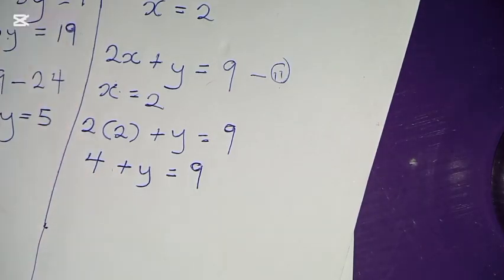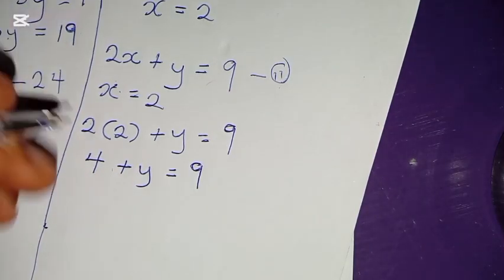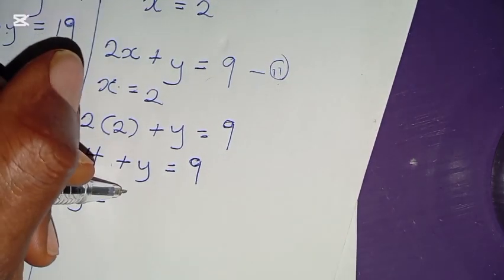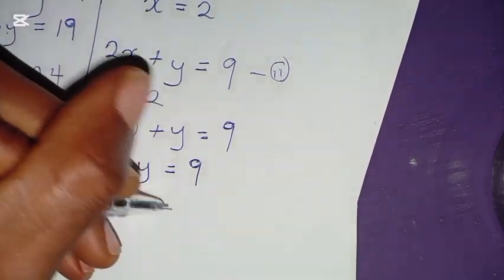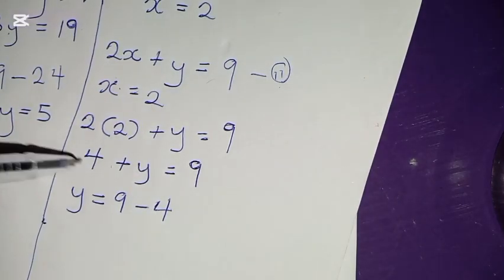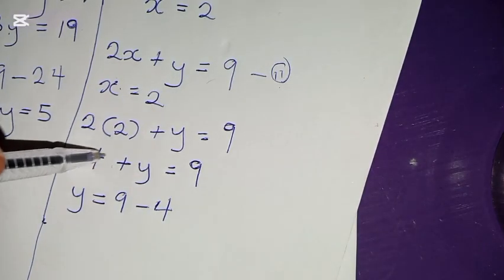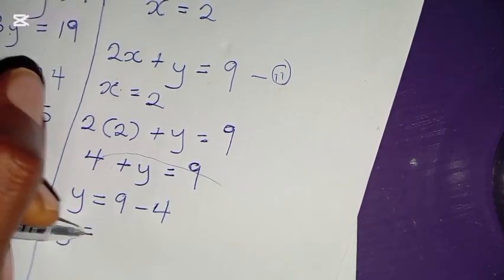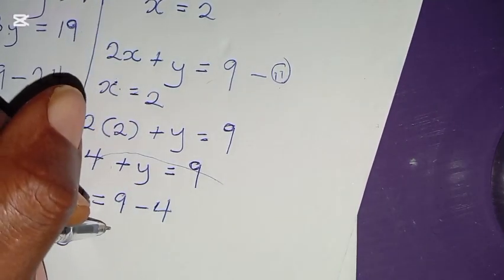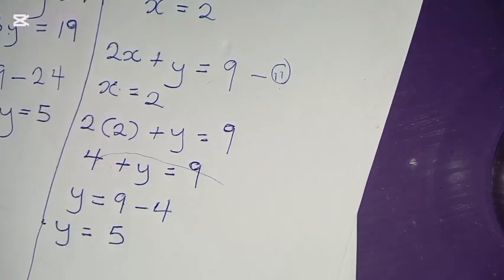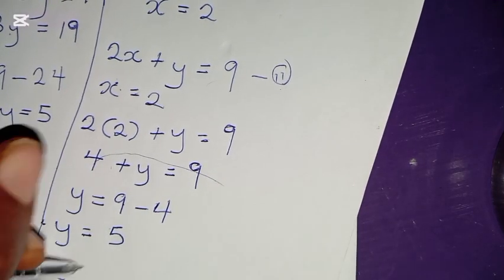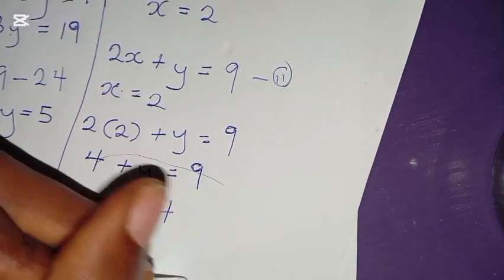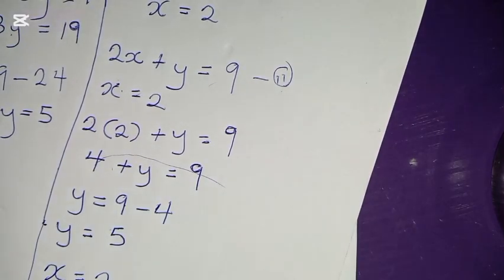In this state, we collect like terms. So y stands alone, and we move 4 to the other side. That's 9 minus 4. The plus 4 moves to the other side and becomes minus 4. So now y is equal to 9 minus 4, that is 5. So x is equal to 2 and y is equal to 5. So that's your final answer.